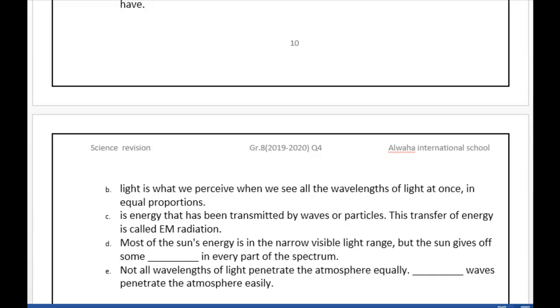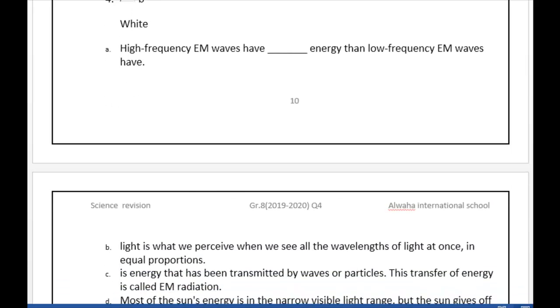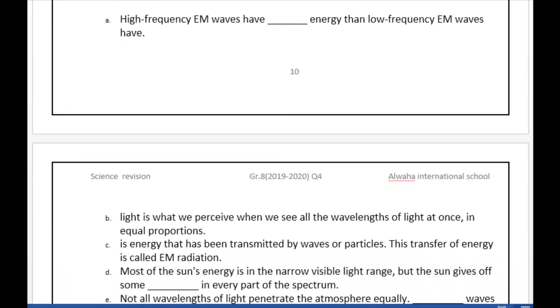Number B, light is what we perceive when we see all the wavelengths of light at once in equal proportion. So this will be white light. Number C, energy that has been transmitted by waves or particles. This transfer of energy is called electromagnetic radiation.